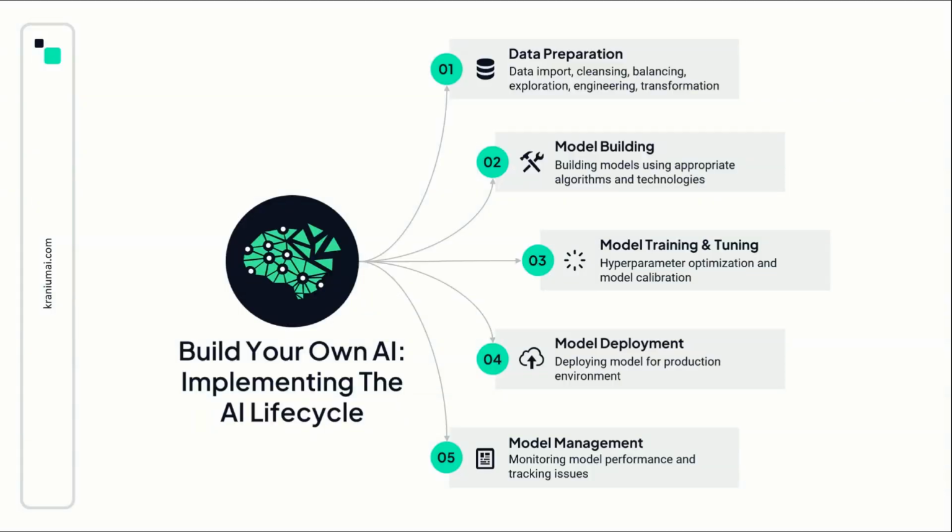Let's talk about the Build Your Own AI capabilities on Kranium. Kranium is a complete AI platform that supports the entire AI lifecycle from start to finish. With Kranium, you can import data from multiple sources in various formats, explore and prepare that data for AI modeling, build AI models, train and fine-tune them, deploy models into production environments, and manage everything in one central platform. Let's see how it works.